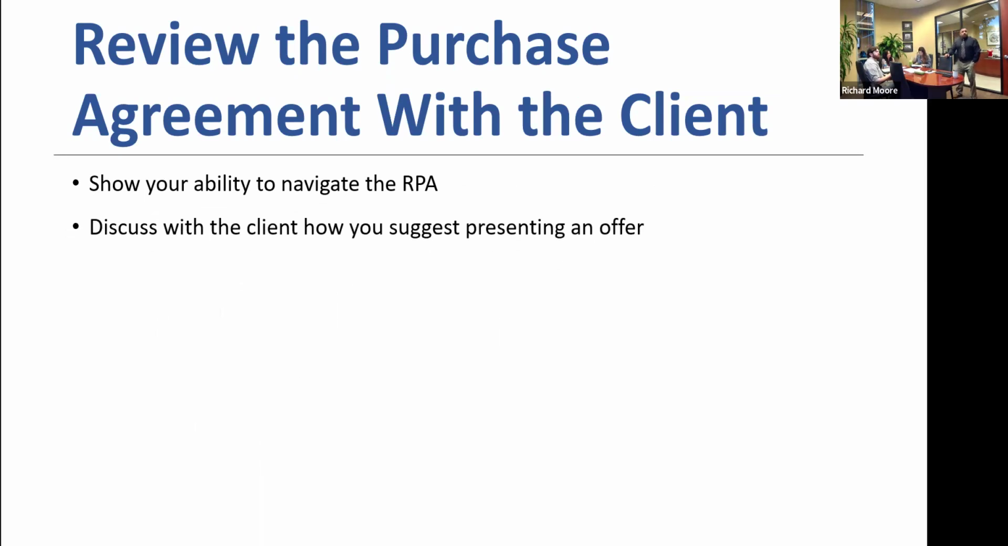Discuss with the client how you suggest presenting the offer. Hey, we should reduce the contingency periods because that makes the offer a little more attractive. We should offer, you know, maybe a 21-day escrow. We should do this because this is going to make the offer a little more attractive. So discuss different ways that you can make the offer a little more appealing.